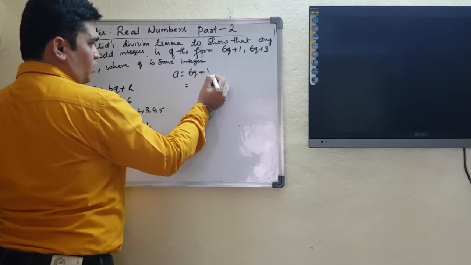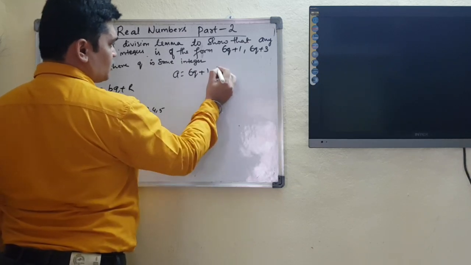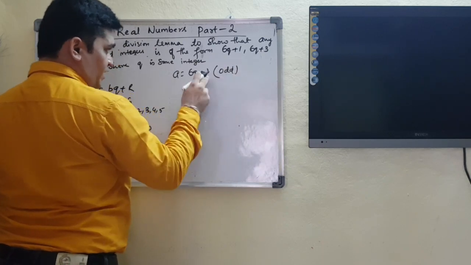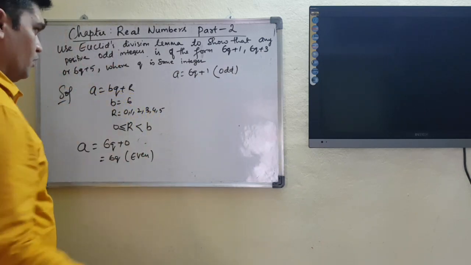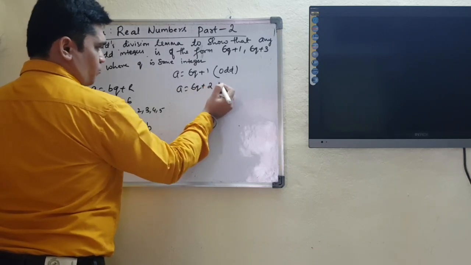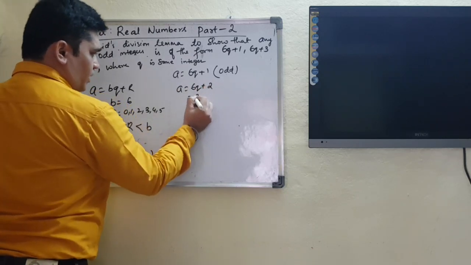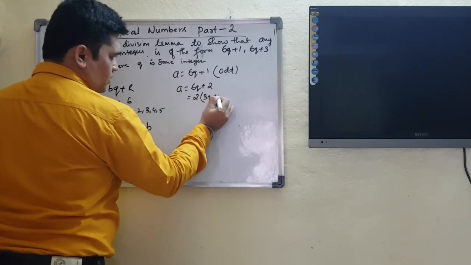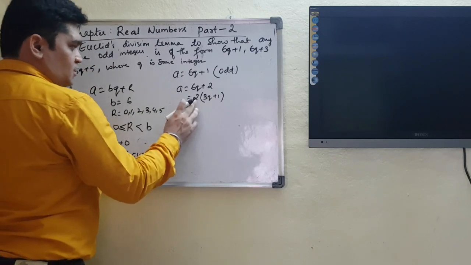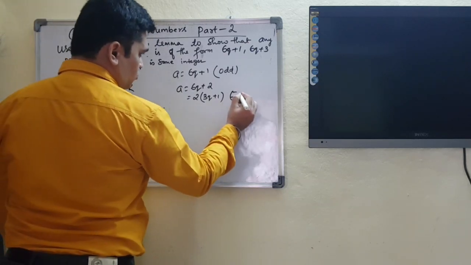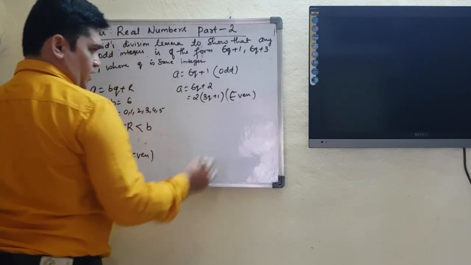Do you have any common? No. So it means we consider this one as odd, because the number ended with 1, nothing but an odd number. A equal to 6q plus 2. In this one, if you consider 2 as common, it will be 3q plus 1. Since it is a multiple of 2 and 2 is an even number, this whole equation comes as even.